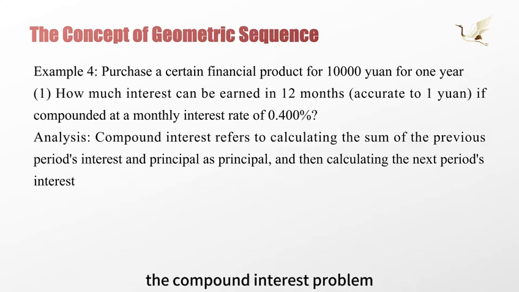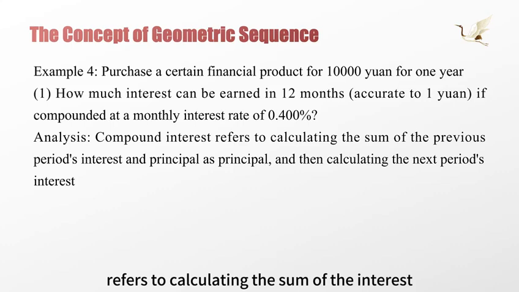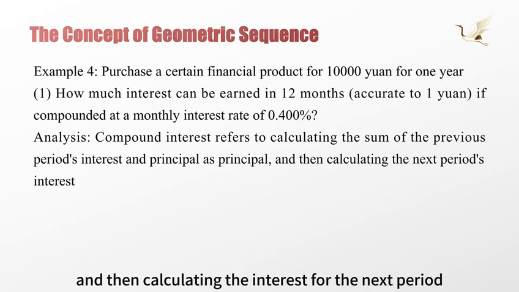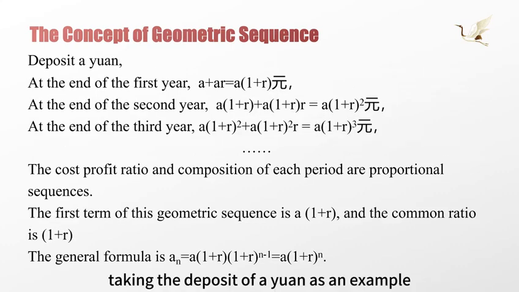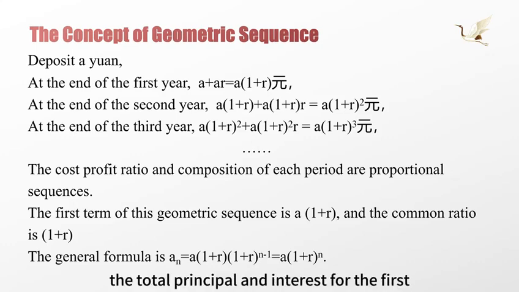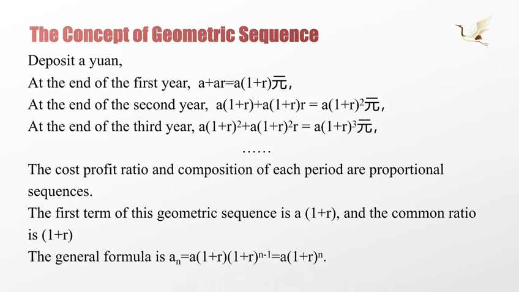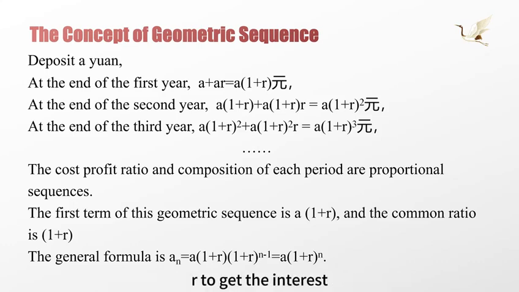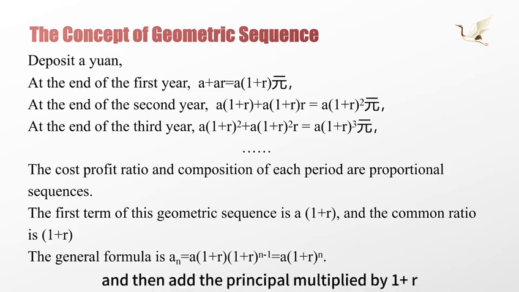The compound interest problem refers to calculating the sum of the interest from the previous period and the principal, and then calculating the interest for the next period. Taking the deposit of a yuan as an example, at the end of the first period, we calculate the interest by multiplying the principal a yuan by the interest rate, and then add the principal a yuan. By extracting the common factor, we obtain that the total principal and interest for the first period is a times (1 plus r). At the end of the second period, we multiply the principal by the interest rate r to get the interest, and then add the principal multiplied by (1 plus r).